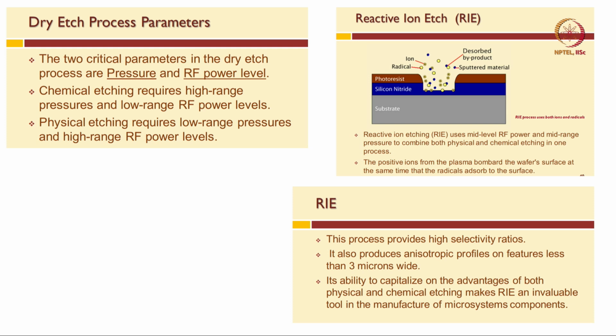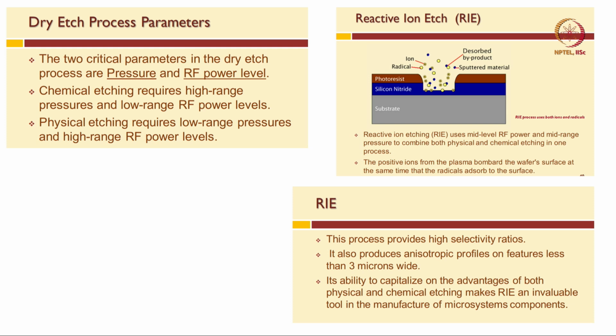Now, in the dry chemical etch process, there are two critical parameters. First is pressure and second is how much power you apply, which is radio frequency. Chemical etching requires high range pressures and low range RF power levels. Physical etching requires low range pressures and high range RF power. You need to understand this, so if there is a question on what chemical etch requires compared to physical etch, you can easily identify the difference: in chemical etch, high range pressure and low range RF power levels; in physical etch, low range pressure and high range RF power levels.